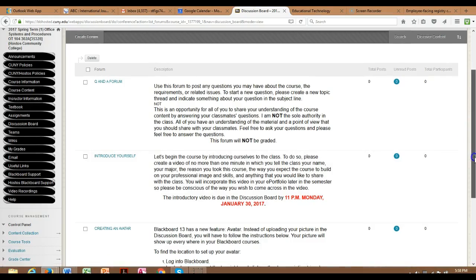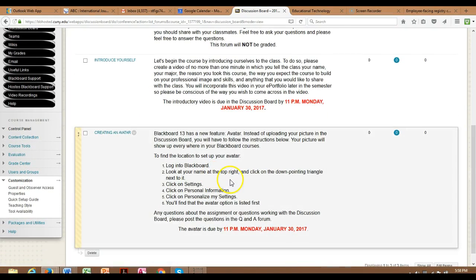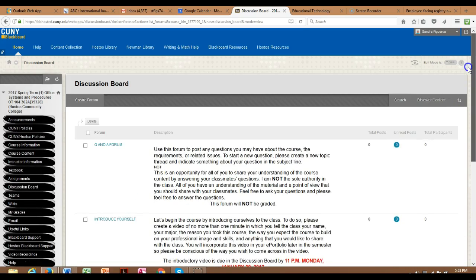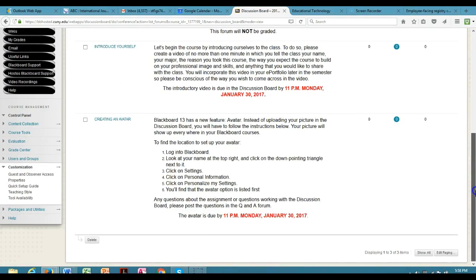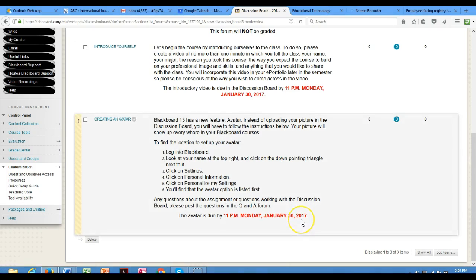In addition, for your introductory assignment, you're going to create an avatar, which shows up every time you upload. The avatar is the little picture that you see whenever you see me in Blackboard, on any of the pages. I can't show it to you right now, but you've already seen this little picture of me. So these are the instructions to create the avatar. You have until 11 p.m., January 30th, 2017 to create your avatar.